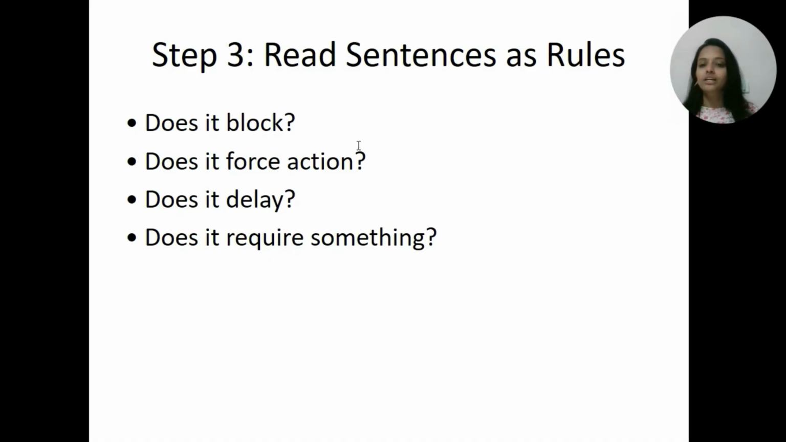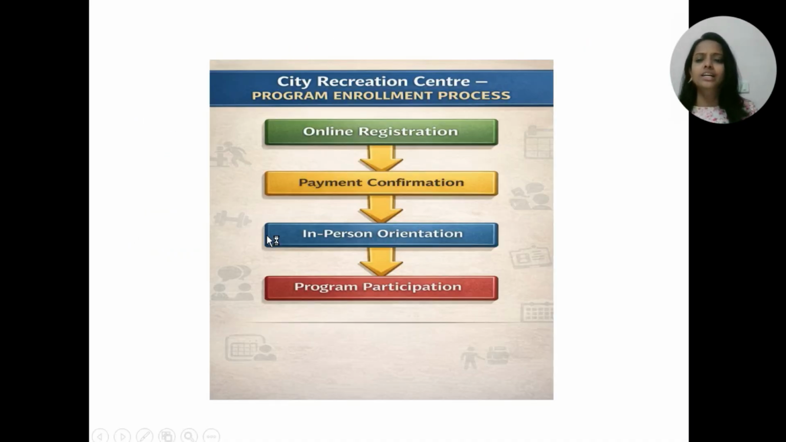So as you read, you have to keep asking yourself, does this sentence block something? Does it force an action? Does it delay a step? Does it require something else? So you are injecting rules into the diagram. Got it? And let's see a diagram here.